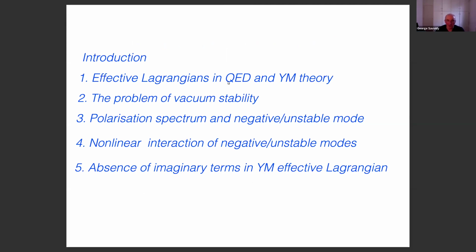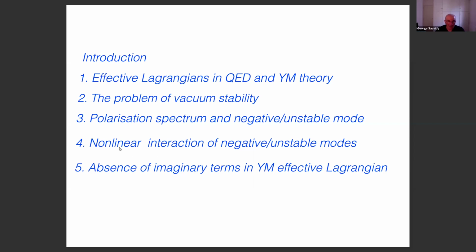and Yang-Mills theory, because it's a generalization of the Heisenberg-Euler Lagrangian, which was discovered in '36 in Leipzig. And then I will formulate what is the problem with the vacuum stability. I discuss in details the polarization spectrum and the negative unstable mode, which produce this instability.